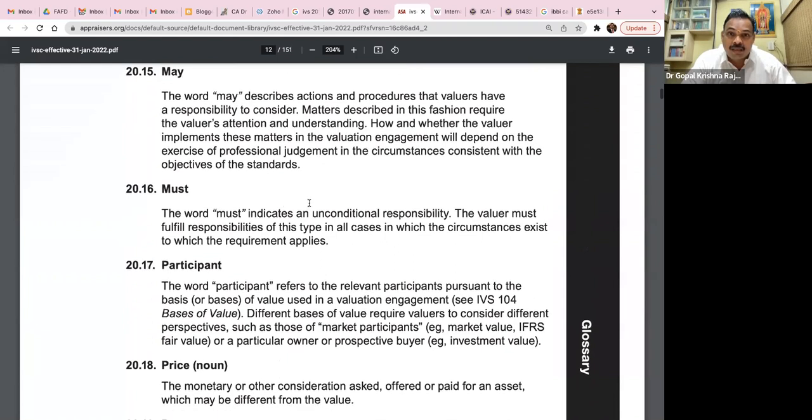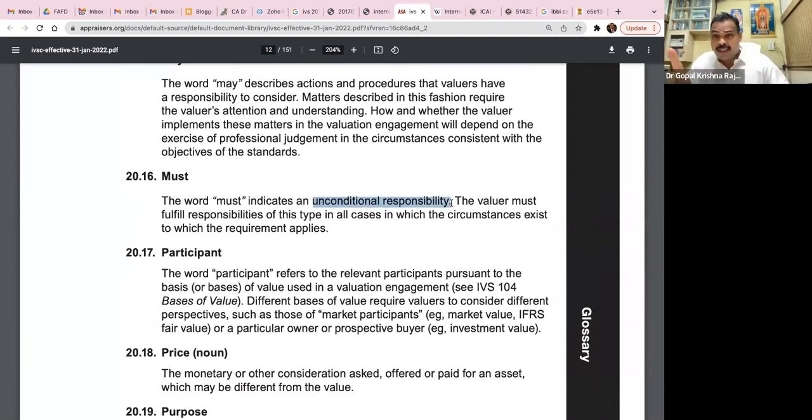Must means unconditional responsibility. Lady's finger, one kilo, means go to the market. Not available, go to the second market. Not available, go to the third market. Otherwise, go to the next city, next town. Take a flight, a train, go buy and then come back. So that is must. You cannot say no to it.